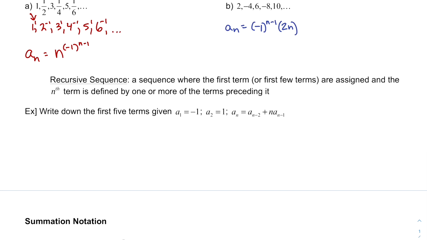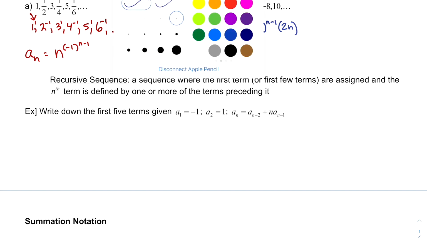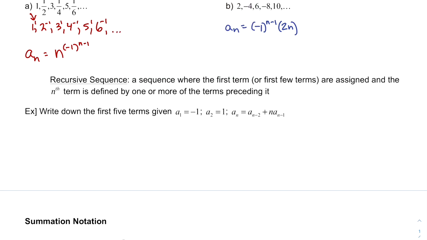Here we're given one. It says, write down the first 5 terms given a sub 1 equals negative 1, a sub 2 equals 1, and a sub n equals a sub n minus 2 plus n times a sub n minus 1. So notice that the nth term is defined by the 2 previous terms. So, for example, you can't find the 50th term unless you know the 48th and 49th terms. So this one's a little bit more difficult because you have to know the previous terms. You can't just find any term that you want.